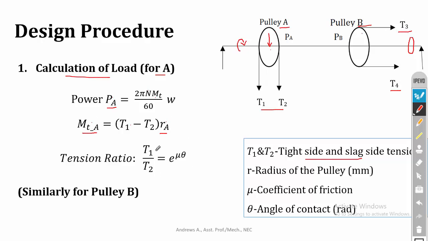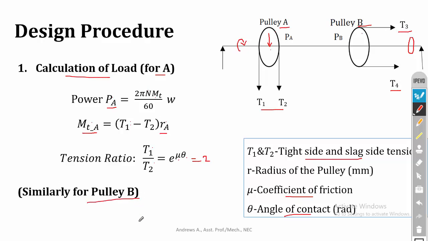Further, we know that the tension ratio T1 by T2, that is tight side divided by slack side, is equal to e power mu theta. Here mu is the coefficient of friction, theta is the angle of contact. In most of the problems, they will give the mu and theta values, or otherwise they will directly give the tension ratio. Maybe 2 or 2.5 they will directly give. If in the problem it is not given, then you can assume a T1 by T2 ratio of 2. So you can substitute the ratio in the previous equation and you can calculate the T1 and T2.